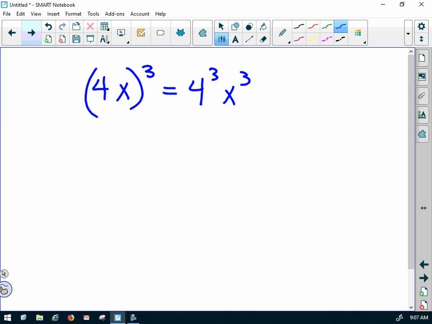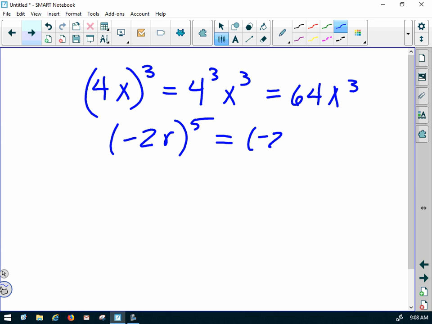What's 4 to the third power? 4 times 4 is 16. 16 times 4, you have a calculator. That's 64x cubed. Negative 2r to the 5th power. That's going to be negative 2 to the 5th power times r to the 5th power.